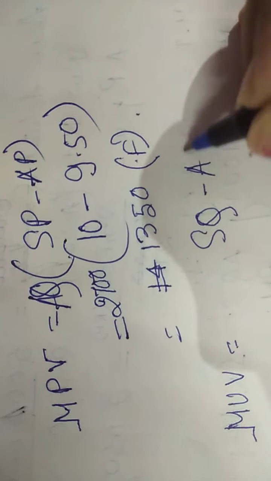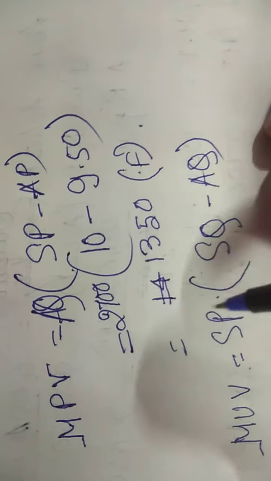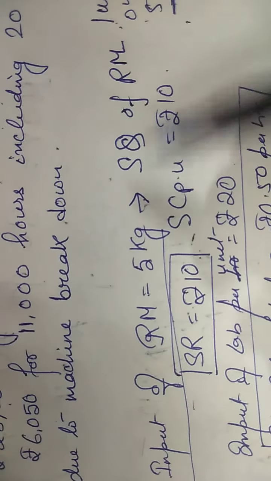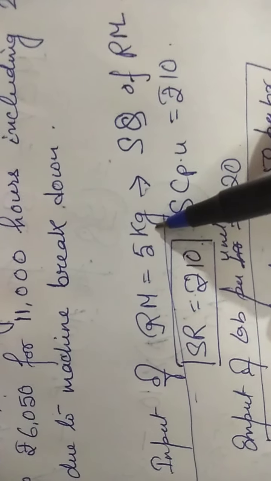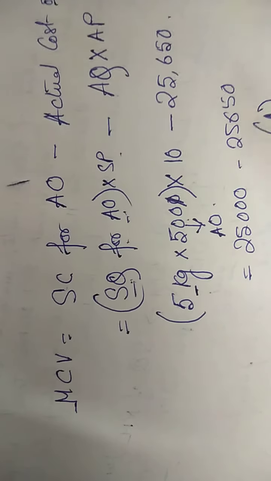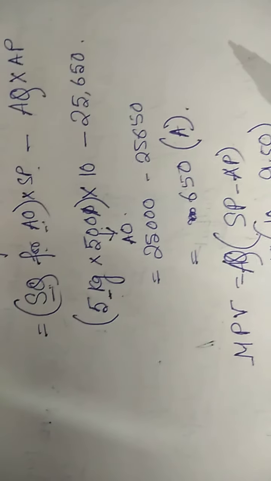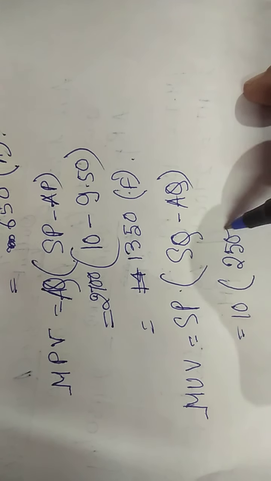Next is material usage variance. Usage variance is standard quantity minus actual quantity multiplied by standard price. Standard price is 10. Standard quantity of raw material is 5 kgs for 1 unit of output. Standard quantity for actual output is how much? 5 kg for 1 unit of output, so for 500 units of output, it would be 5 into 500. That is, standard quantity is 2500.